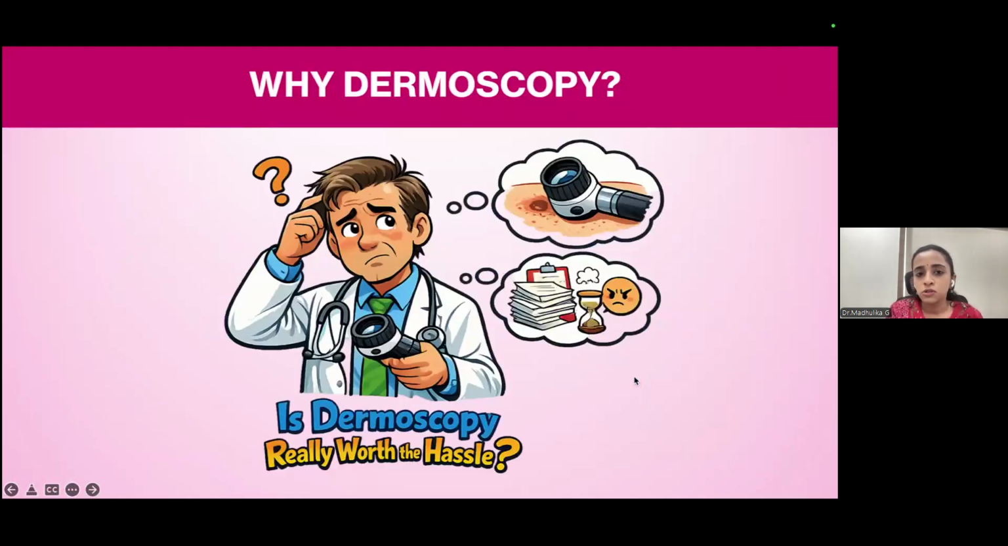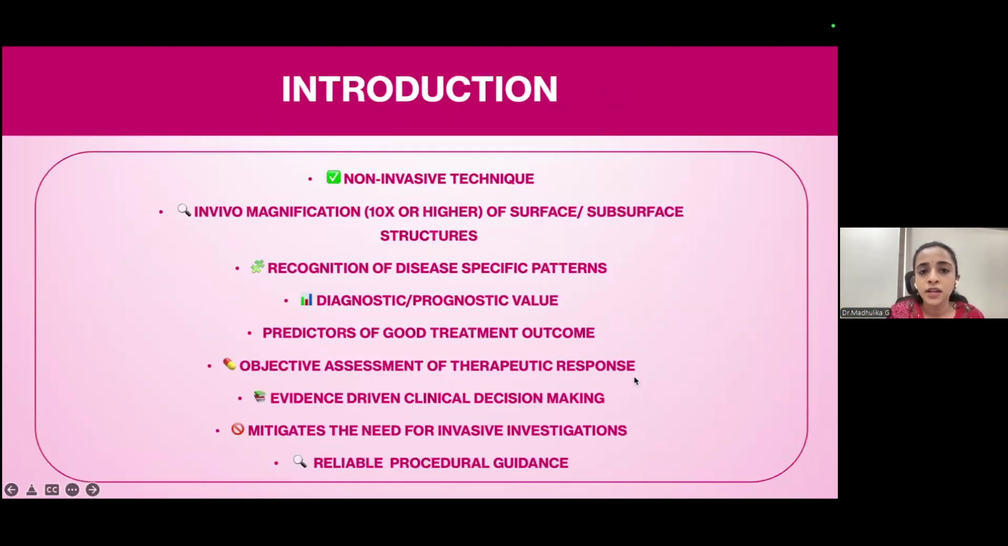So he wants to know, Dr. Confoundus, whether dermoscopy is really worth the hassle. To him, I say, dermoscopy is a non-invasive technique. It gives us in vivo magnification, which is 10 times to 200 times of the original image, and it helps us visualize both surface and subsurface structures. It helps in recognizing disease-specific patterns, and it will also carry diagnostic as well as prognostic values. There are certain dermoscopic features which can be predictors of good treatment outcomes. So it helps us plan the treatment of a patient more accurately.